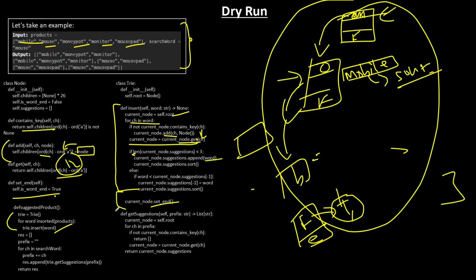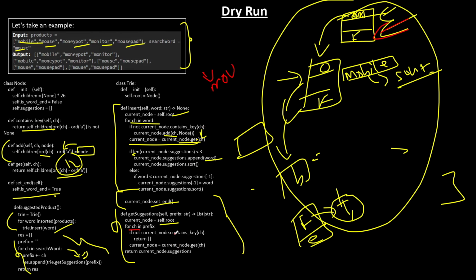And in get suggestion, after the trie creation is done, we will iterate the complete search word given to us, which is mouse in this case, and this prefix will be sent here. What we will do, we will go to the current node, and we will stand here. We will iterate for ch in prefix. Suppose we have mo in prefix, so from m we will call this contains key function, which will come here. Again it will do the check, and in the trie we will check, do we have m? Yeah, we have m, so it will return true.